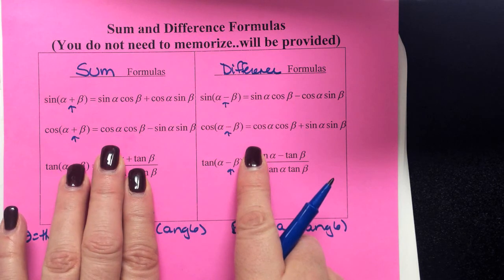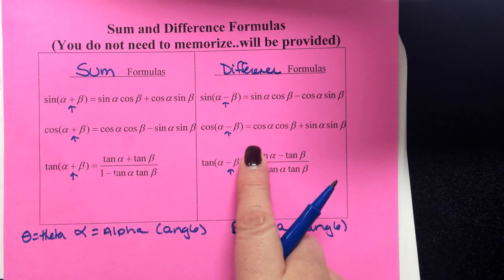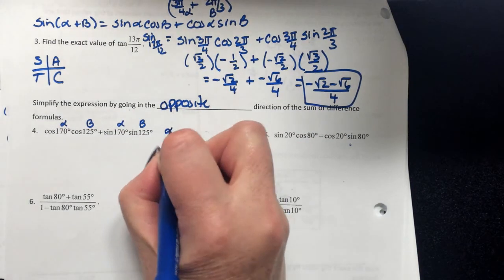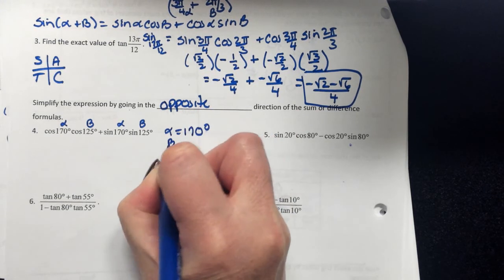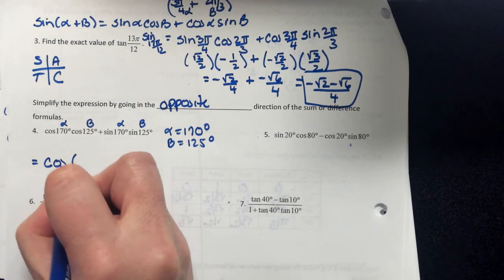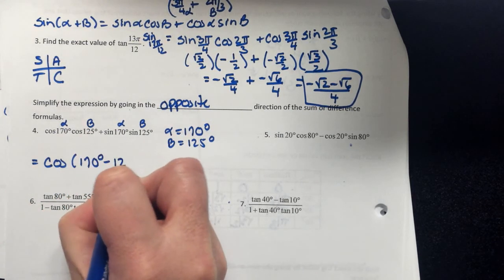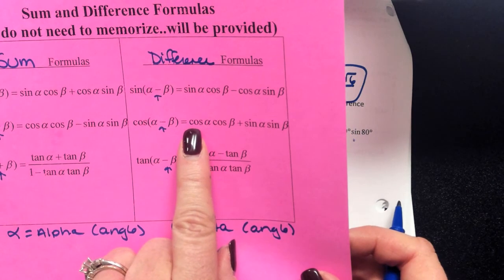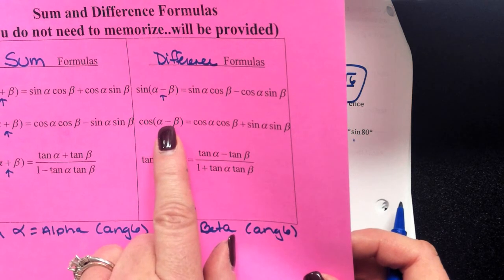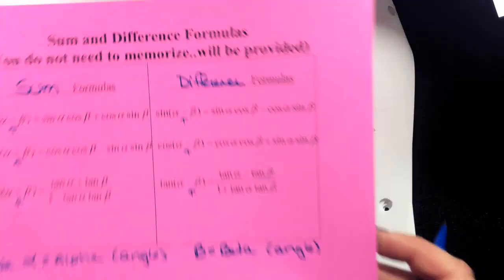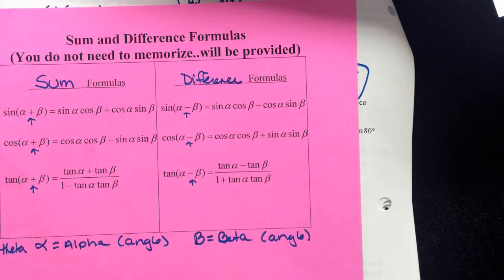Cosine. Careful with the cosine formulas. Cosine difference, exactly. So then alpha is my 170, beta is my 125. So this is coming from my cosine difference formula, so I have 170 minus 125. If you look here on the pink sheet, the cosine difference formula is cosine alpha, cosine beta, but it has the plus sign in here, which is what you have right here. So be careful with the cosine one. It's opposite with the cosine formulas.